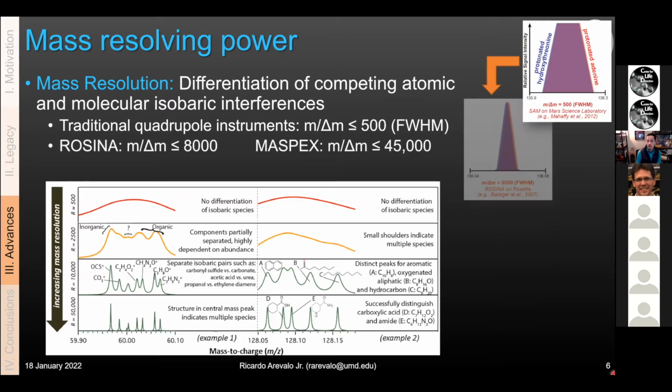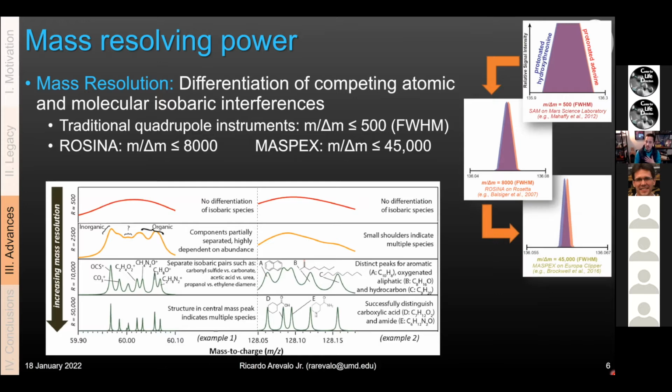That's a bar. My group's not the only one trying to advance the state of the art with regard to mass resolving power. Other spaceflight instruments have already flown higher, what I would call medium to approaching high-res mass analyzers. So the Rosina instrument on board the Rosetta spacecraft had more than 10x higher mass resolving power than a quadrupole mass spec. And then the MASPEX instrument, which is a multi-bounce time of flight that's going to fly in the Europa Clipper mission, offers even higher mass resolving powers.